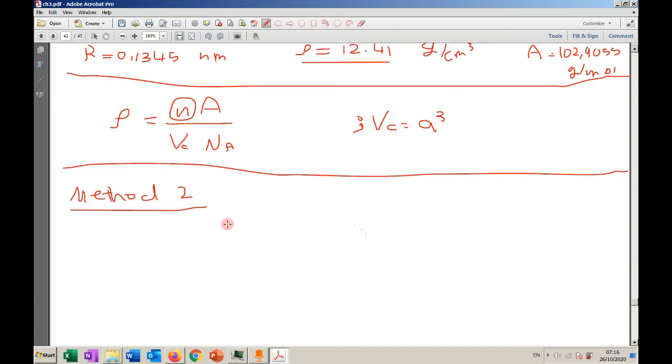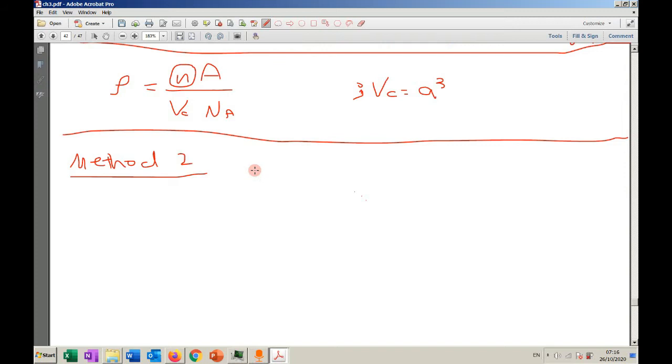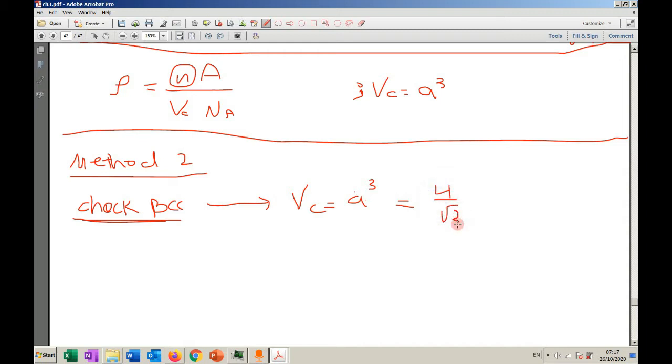Still we need an assumption, so let's start with BCC. We'll check for BCC. Now, for the checking, we know VC is equal to a cube, and we know that a is equal to 4R over root 3. So I can write this one as (4 over root 3R) cubed. This is the volume.